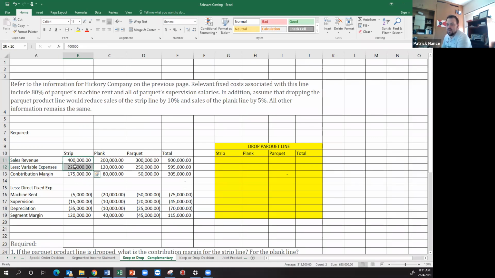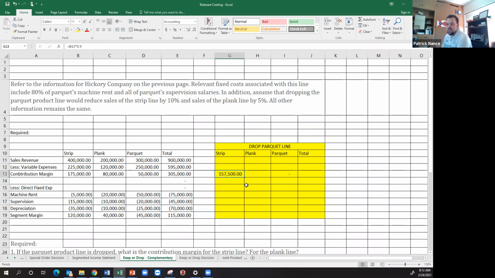So I don't actually have to do the math and say, okay, 10%, or 400,000 minus 10%, 225 minus 10%, and then find my contribution margin. But mathematically, it works out the same for me to simply take 175,000 times 0.9, because that reduces it by 10%. You could do times 0.1 and then subtract it from 175, but to skip that step, I multiply by 0.9. So my new contribution margin for the strip is 157.5.